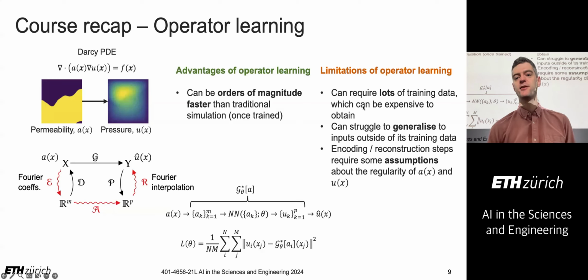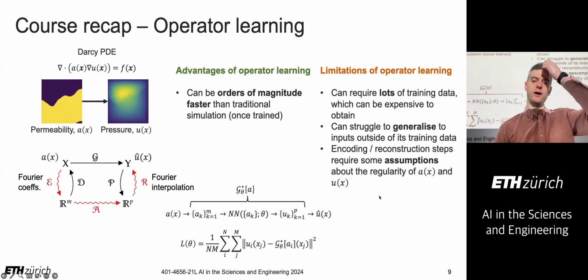But the limitations: these are still neural networks that are trained in a supervised way, and so we still often need a lot of training data to train neural operators. They can still struggle to generalize. This is still, like I said, a neural network that we're training, and all neural networks can perform worse when they're given inputs that are outside of their training distribution. So if I give this operator a permeability field that's outside of its training distribution that looks very different, it still may perform much worse.